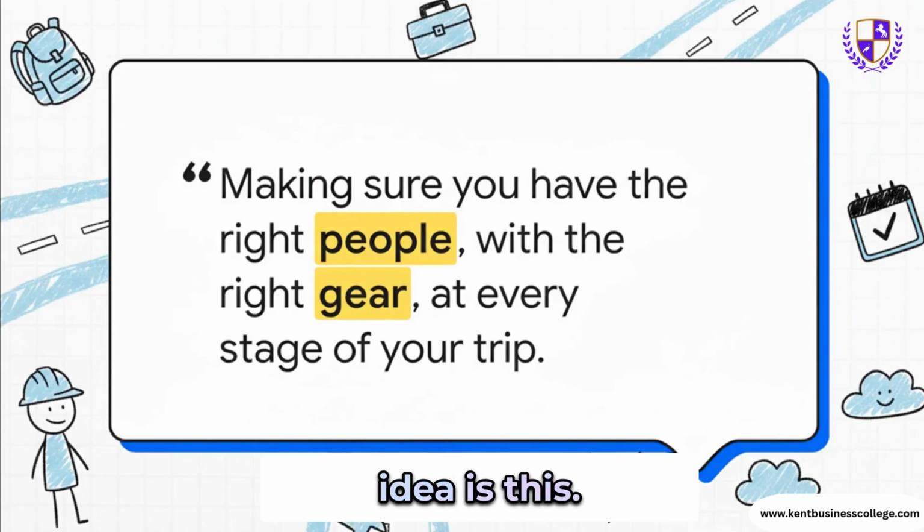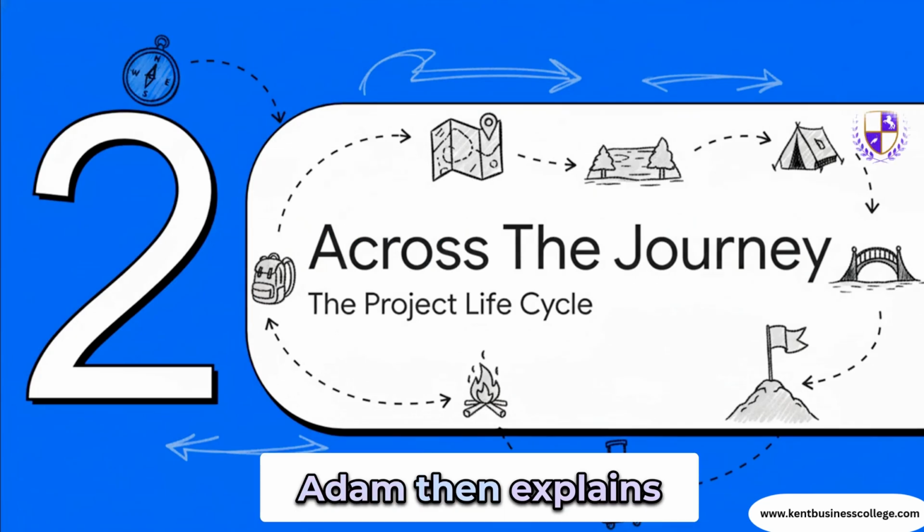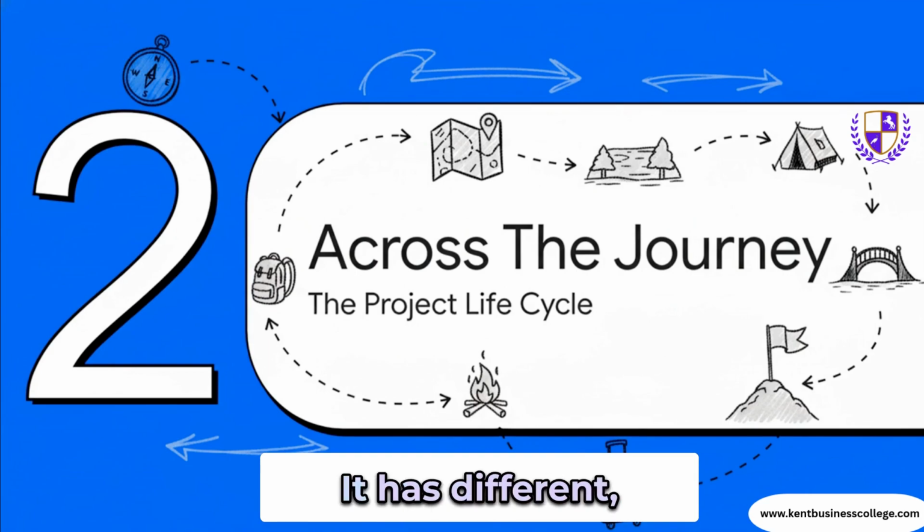So really, the big idea is this. It's all about making sure you have what you need exactly when you need it. You do that, and you avoid a total disaster on your project journey. It's about a smooth trip, not a chaotic mess. Adam then explains that, just like any trip has a beginning, a middle, and an end, so does a project. It has different stages, and the stuff you need, well, that changes as you go.